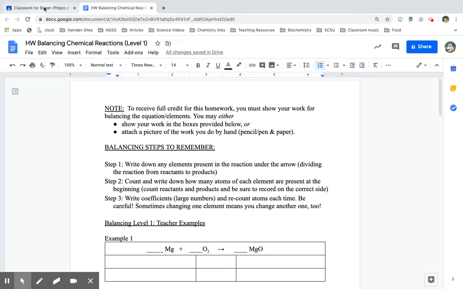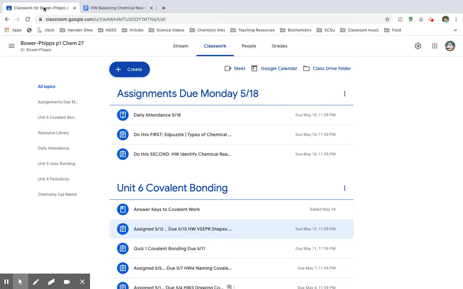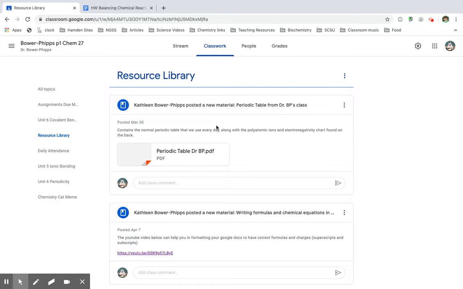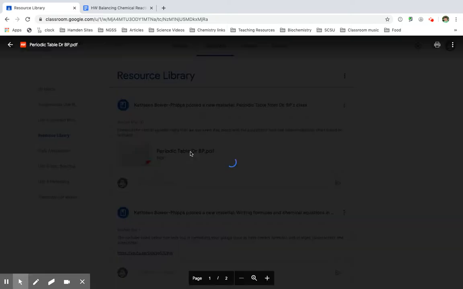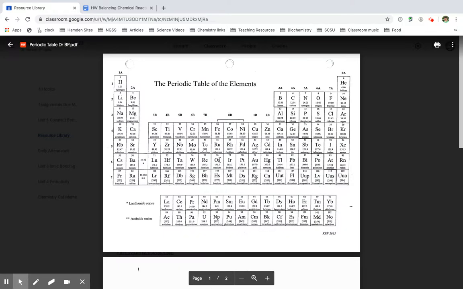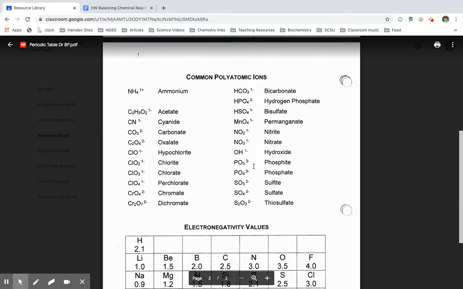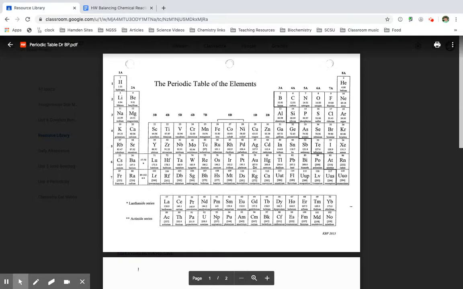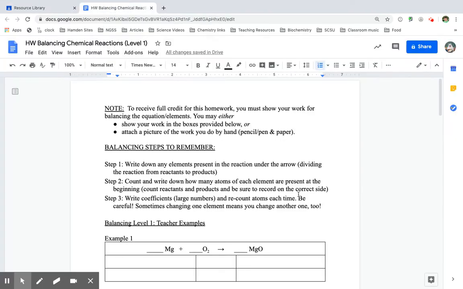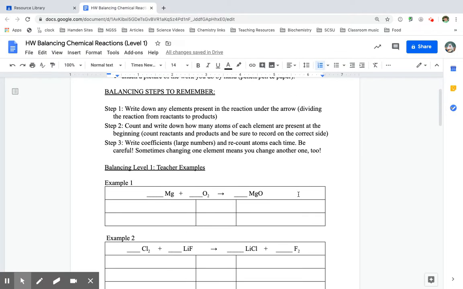The other thing you're going to need for this assignment might be your periodic table. So remember, on your classwork tab, you can go down to the resource library and you have a periodic table available there. Remember, this has all your element symbols on the front, and it also has common polyatomic ions, which will be more important for level 2. But know that if you have trouble figuring out, is it an element or a compound, use your periodic table as your guide. So for this homework, we're going to balance chemical reactions.